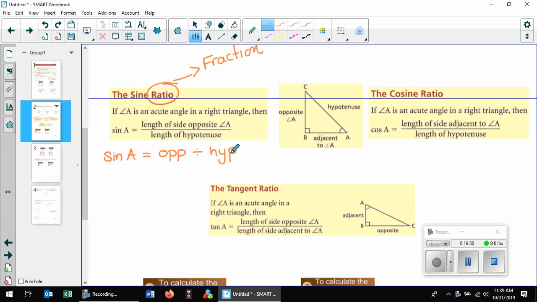So sine A is the length of the opposite side divided by the length of the hypotenuse. HYP is the hypotenuse.